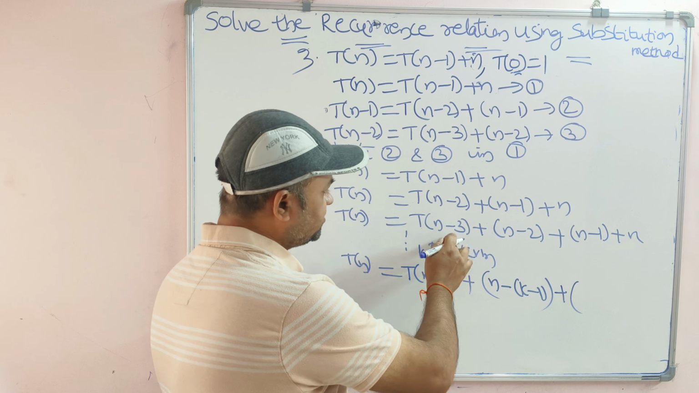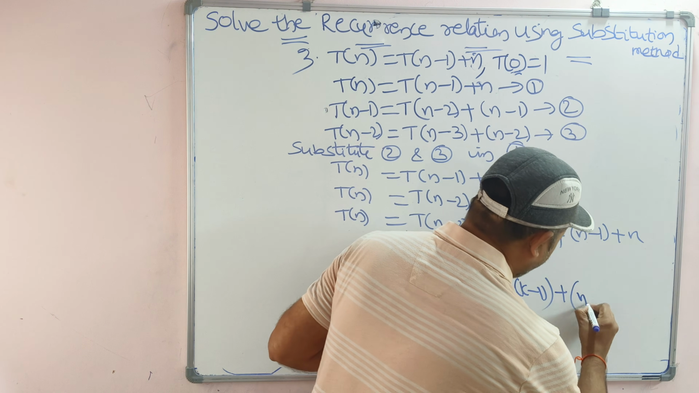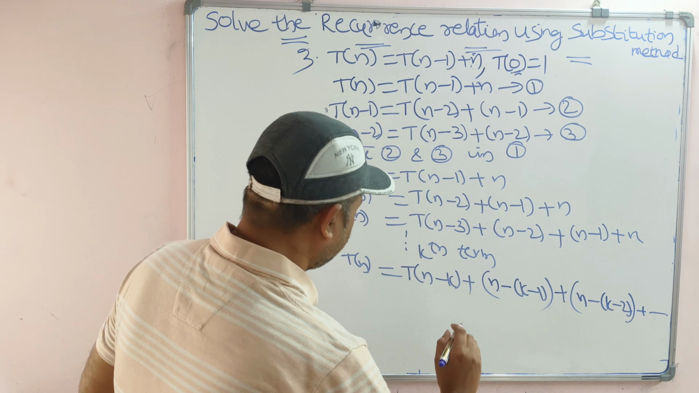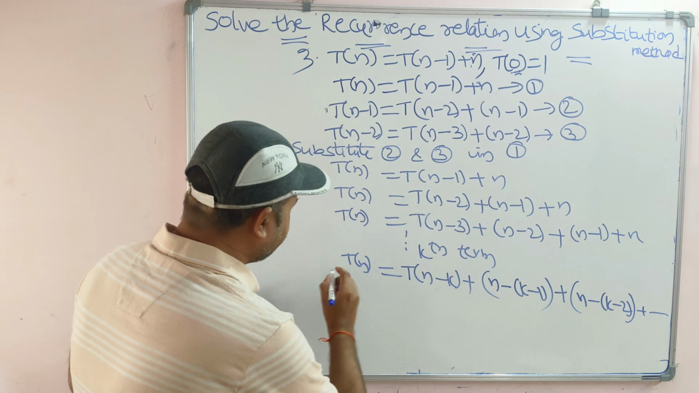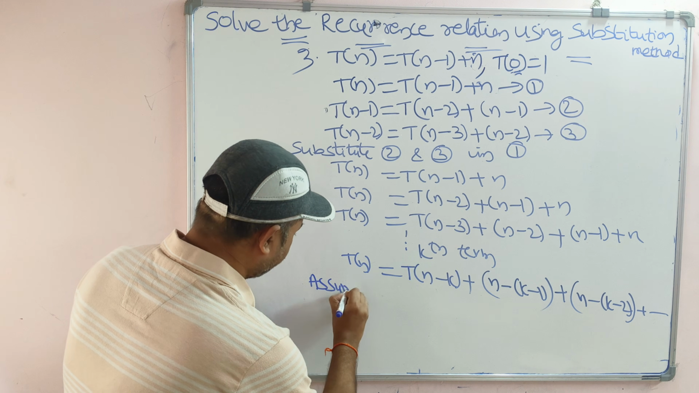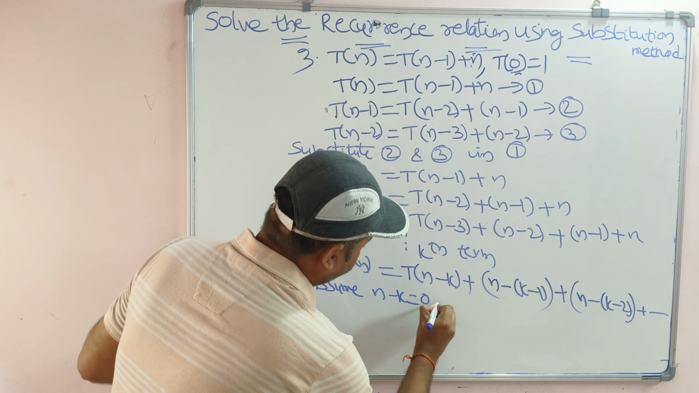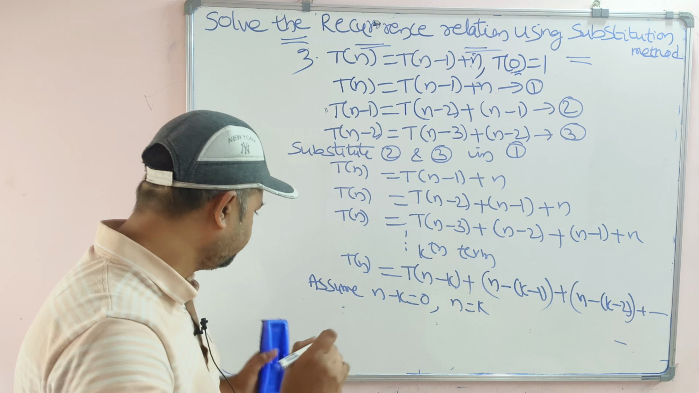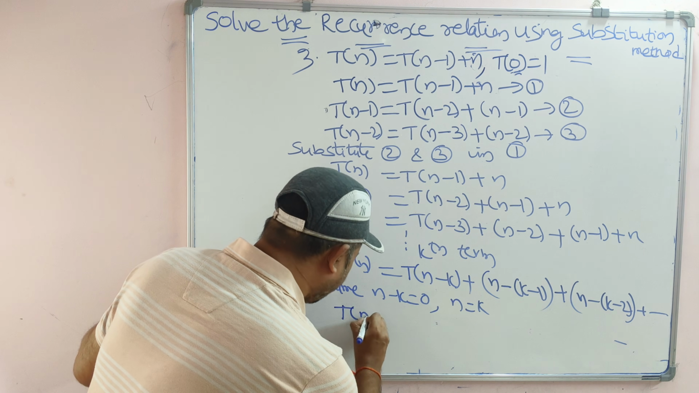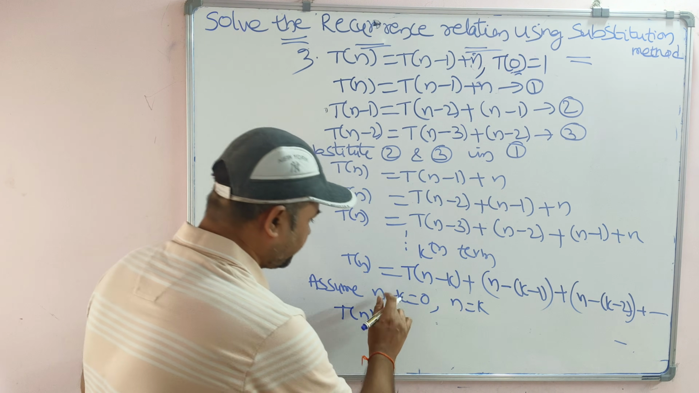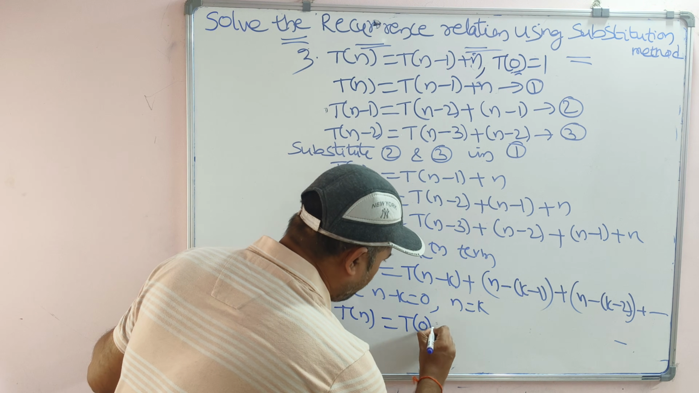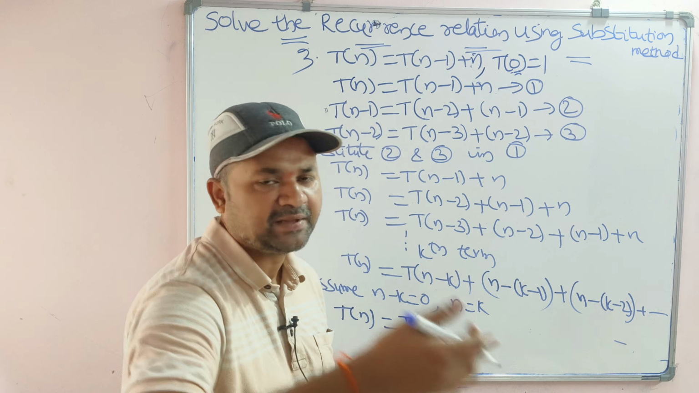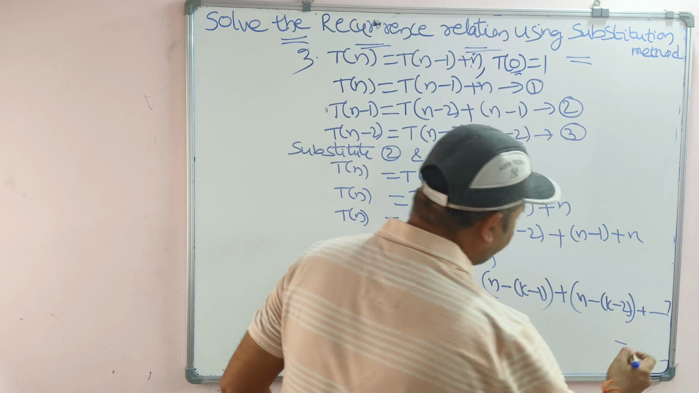So how to get 1? By subtracting by 2. So n minus k minus 2. So on. Likewise we will get. So now t of 0 equal to 1 is given. So assume n minus k equal to 0. Then we can say that n is equal to k. So here t of n equal to, what is t of n? T of n minus k. What is n minus k? T of 0 plus, here so on. What is the last term? Next we will have n minus k minus 3, n minus k minus 4. The last term is 1.